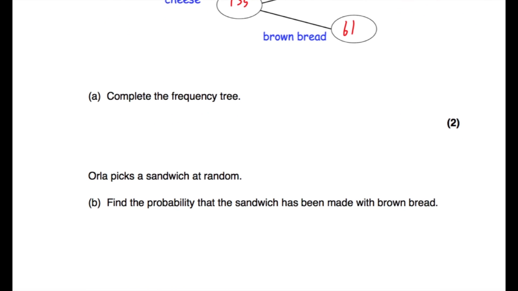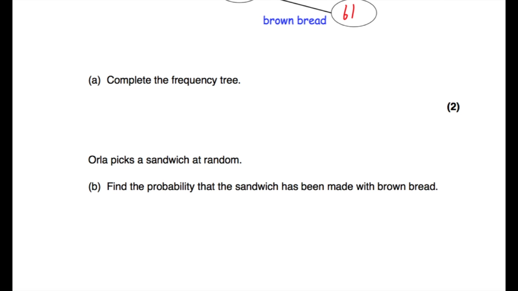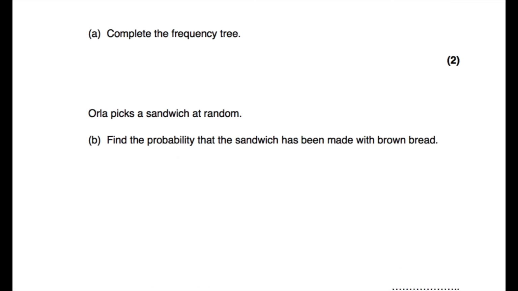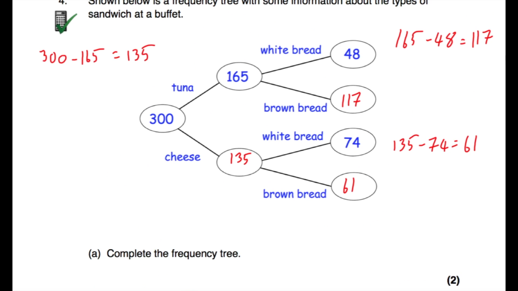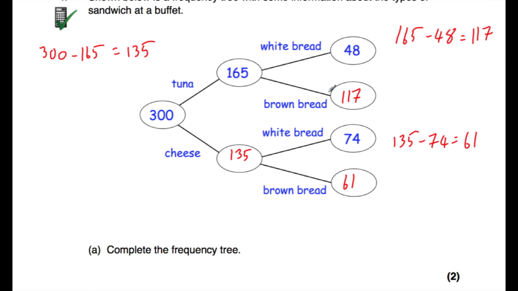Part B says Orla picks a sandwich at random, so she's going to pick a sandwich at random, so any of the 300 sandwiches. And we're asked to find the probability that the sandwich that she has picked was made out of brown bread. So there's 300 sandwiches altogether, so she's picking out one out of the 300 sandwiches. And we're asked to find the probability that the sandwich was made on brown bread.